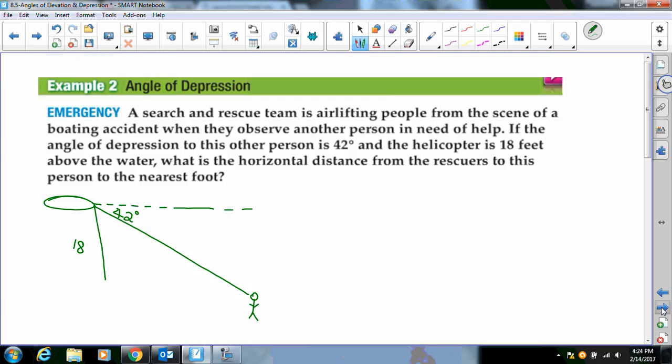What is the horizontal distance from the rescuers to this person to the nearest foot? So this is what we're trying to find. This would be our x. The nice thing is, again, if you know the angle of depression, then you know the angle of elevation. So we know that this is 42 degrees, and this is a right angle here.